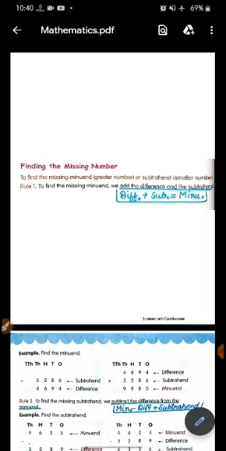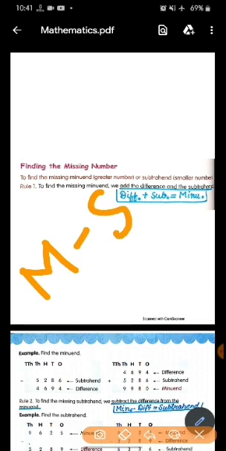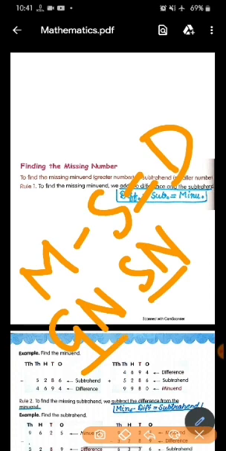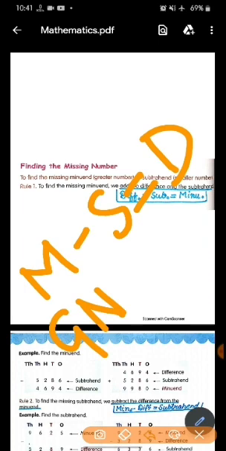As we know, minuend minus subtrahend, we get difference. Yes, this I have told you earlier, that minuend minus subtrahend is equal to difference. So minuend is the greater number and subtrahend is the smaller number. When we subtract the smaller number from the greater number, we get the difference as the answer.